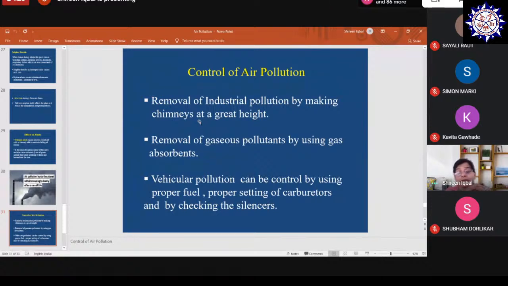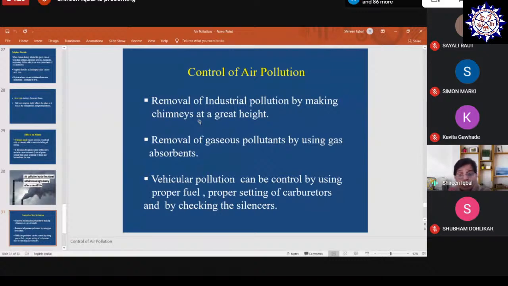Then it can also be controlled by using gas absorbents. So the harmful gases which are emitting from these chimneys can be absorbed. तो gas absorbent का use करना चाहिए so that all these harmful gases which are emitting can be absorbed.